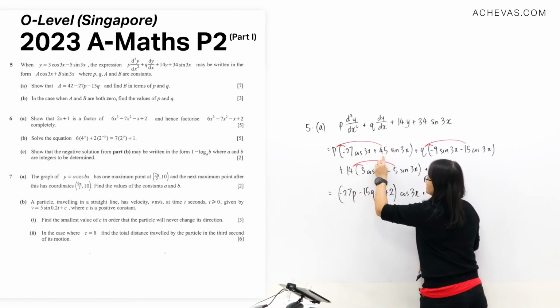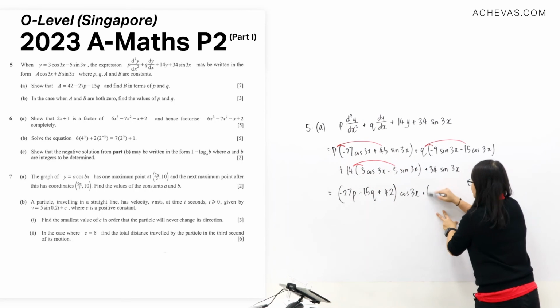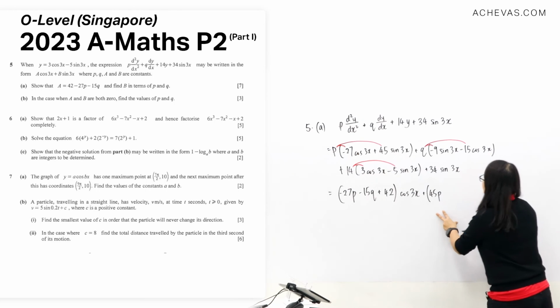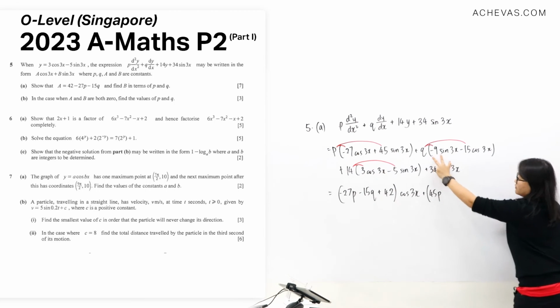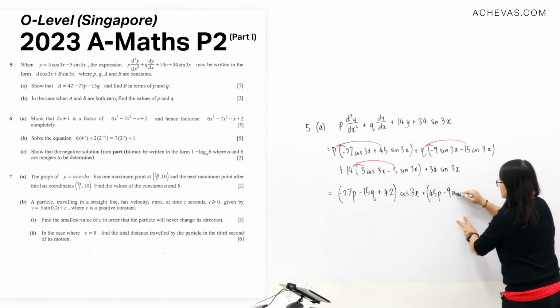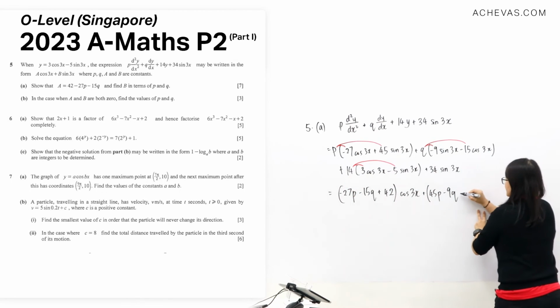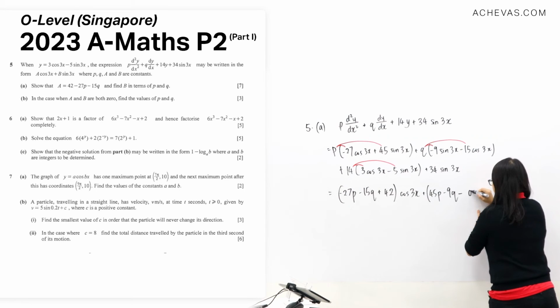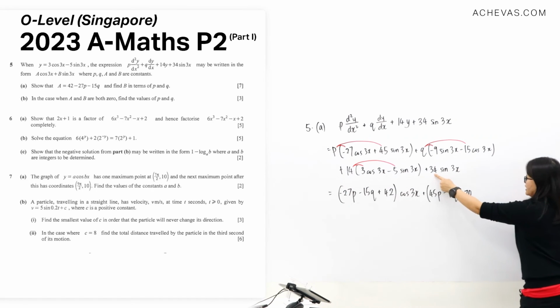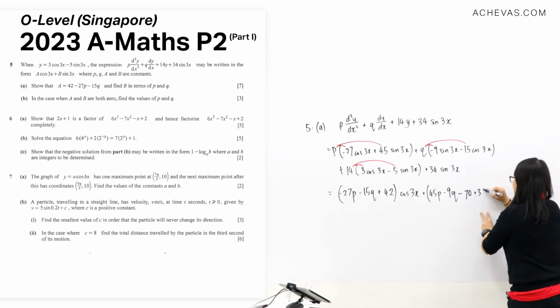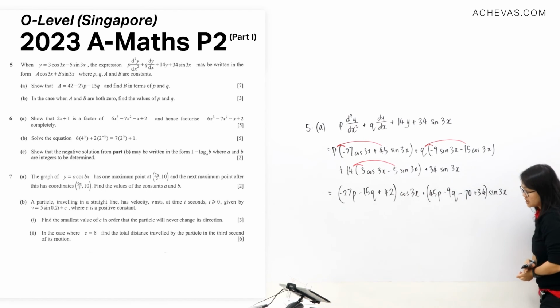So it will be this p times 45 will give you sine 3x. So I have 45p. For this one here will be negative 9q. And from here, I'll be getting a negative 70. And adding these 34. That's a sine 3x expression.